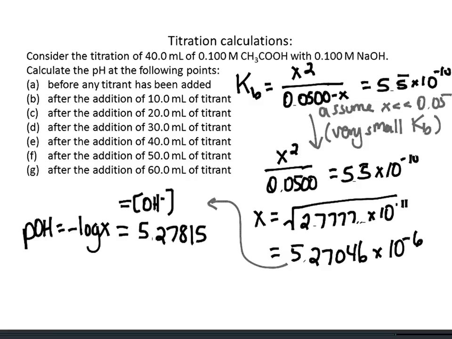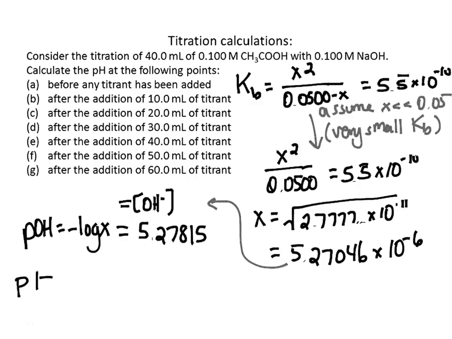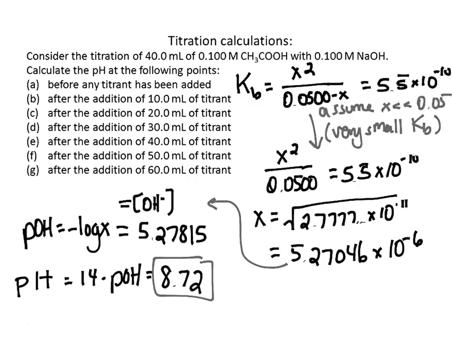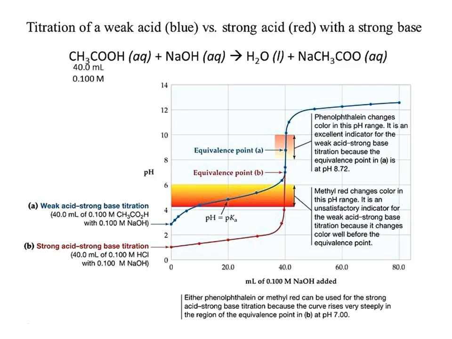So the pH we're going to calculate from the pOH, which is the negative log of the hydroxide ion concentration, which gives us 5.278. Subtract that from 14 to get the pH, and that'll be our point on the graph. So this one is definitely the most involved, the equivalence point of a weak acid titration. 8.72, definitely greater than 7. I feel pretty good.